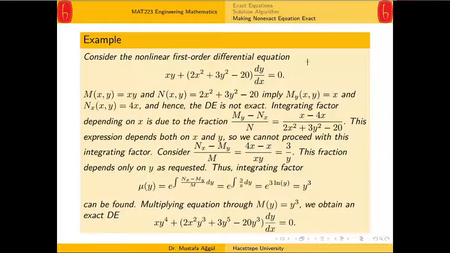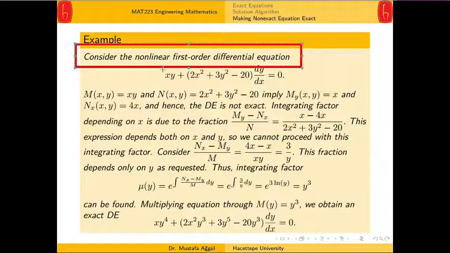Let's see them on an example. So consider this differential equation.